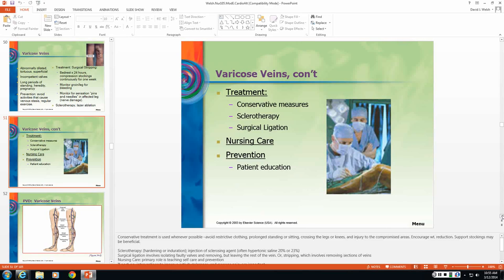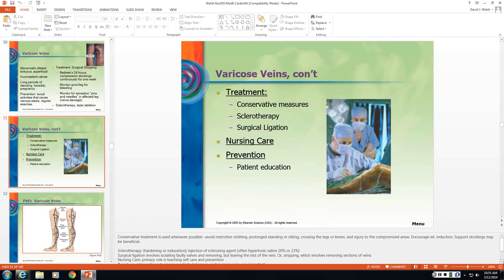Now, sclerotherapy is basically hardening or induration of the vein. You're going to inject a sclerosing agent, usually a hypertonic saline, about 20% or 23%. Surgical ligation basically involves isolating the faulty valves and removing them, but leaving the rest of the vein. And then stripping, which involves removing sections of the veins.